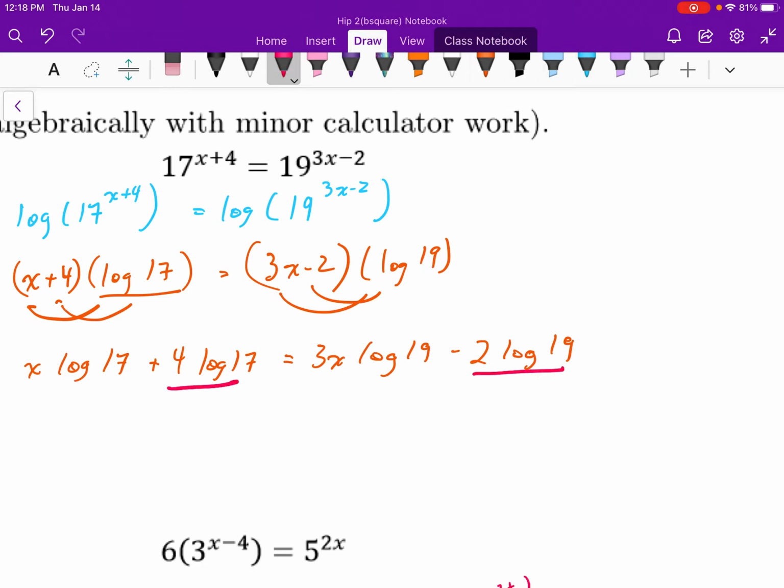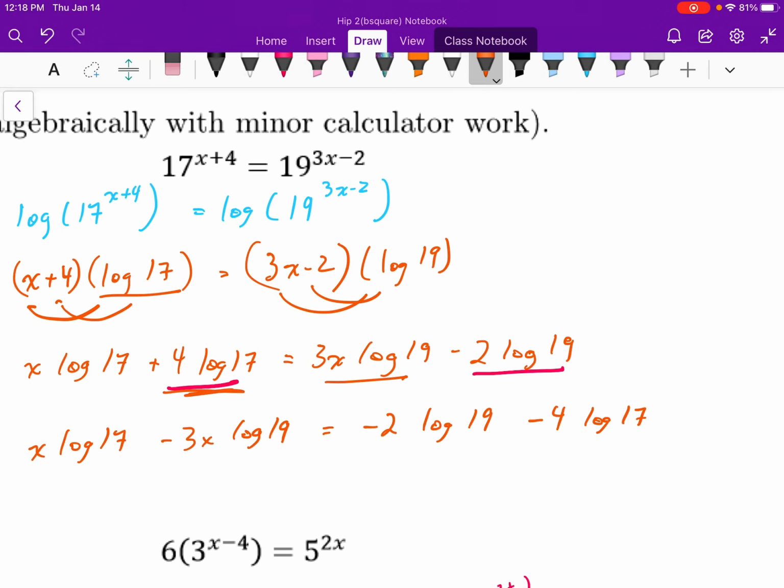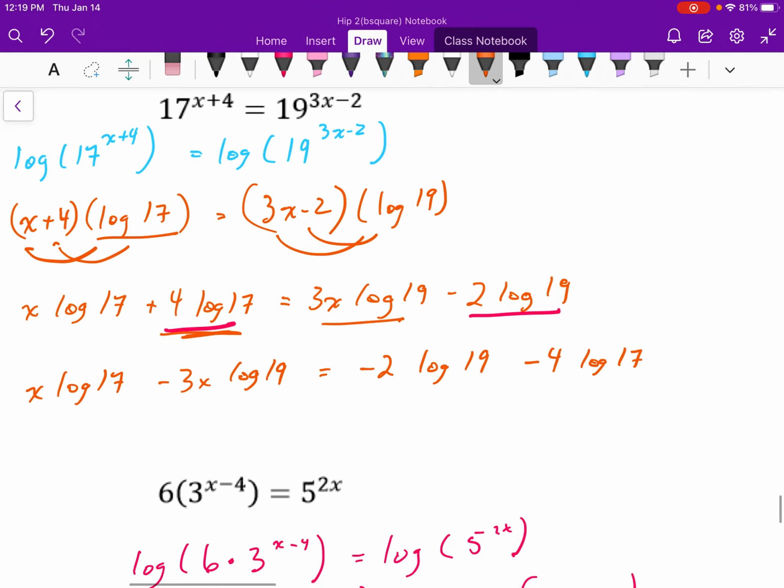Let's keep in mind what we're doing though. This is just a constant. This is just a constant. They're constants that you're going to have to get used to. So I'm going to move everything with an x over to the left-hand side. So what I get is x times the log of 17 minus 3x times the log of 19, so I simply subtracted that quantity from both sides, is equal to negative 2 times the log of 19, subtract 4 log 17. So I just subtracted that from both sides as well.